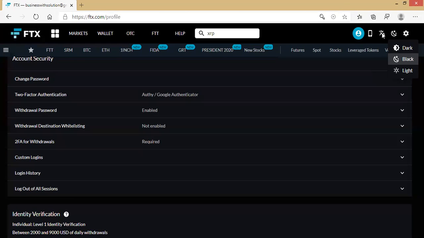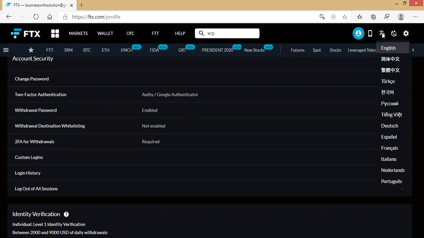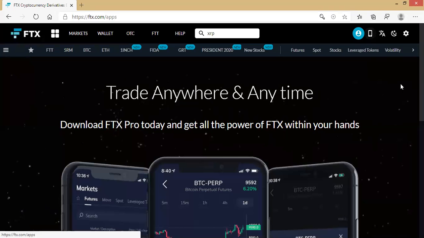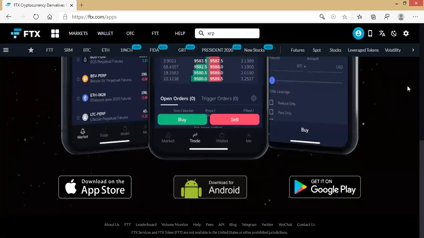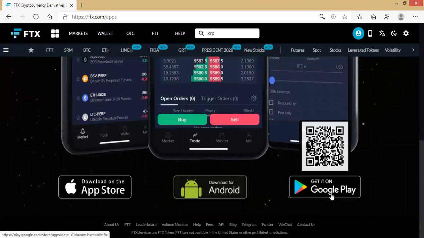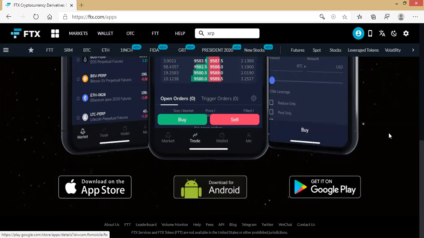Okay, so this place is the place for you to change languages, for language change. Okay, maybe you are not an English speaking person, you prefer other languages. This is where you can switch to any language of your choice. Then at this point here, this place links you to the mobile app version of the exchange. Okay, this is where you can go to. Maybe you want to download the app, you're using iPhone, that's the Apple Store, the Android, and also you want to get it on Google Play. This is where you go to.